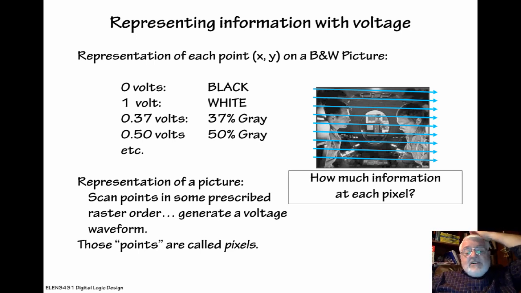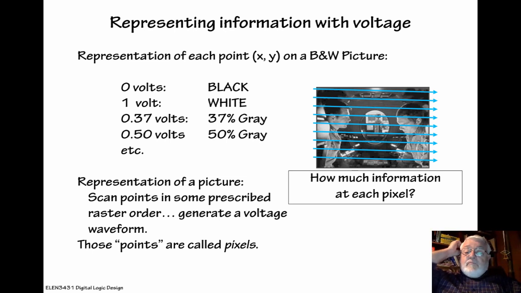So for the representation of a picture, we're going to scan points in some prescribed raster order and generate a voltage waveform. If we look at this black and white picture, and by the way, does anybody recognize that? That's from the movie 2001: A Space Odyssey. This is the two astronauts on the spaceship, sitting in a pod, and I think they're trying to keep the computer, this evil AI computer, HAL, from hearing what they're talking about. Later they find out. I don't want to make a spoiler for any of us, but by now, if you haven't seen that movie, good grief, it turns out the computer can read lips.